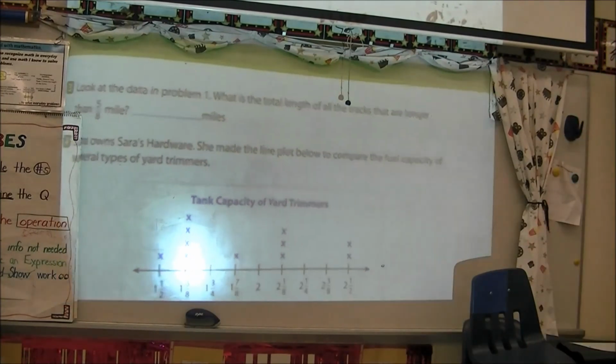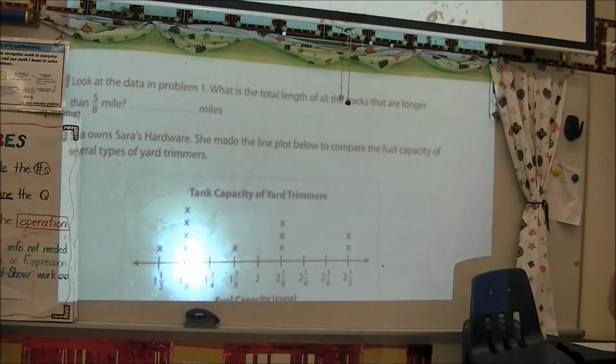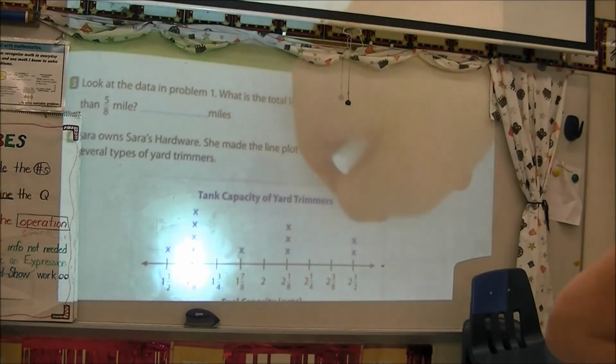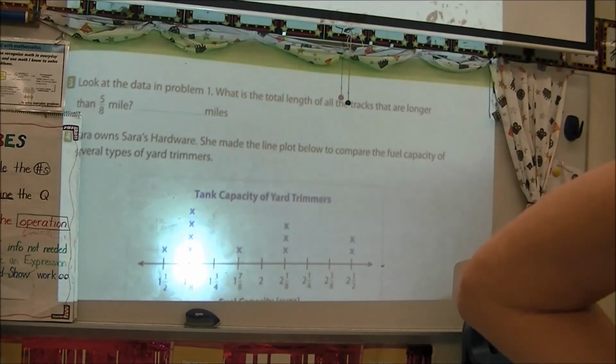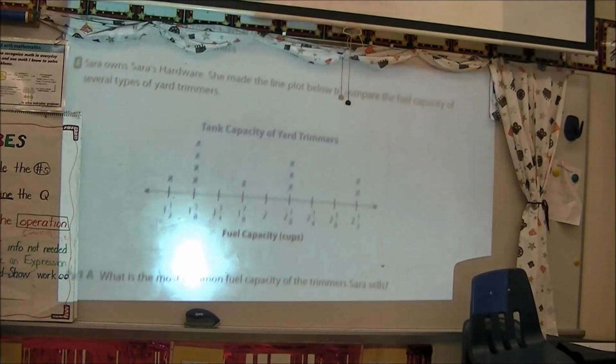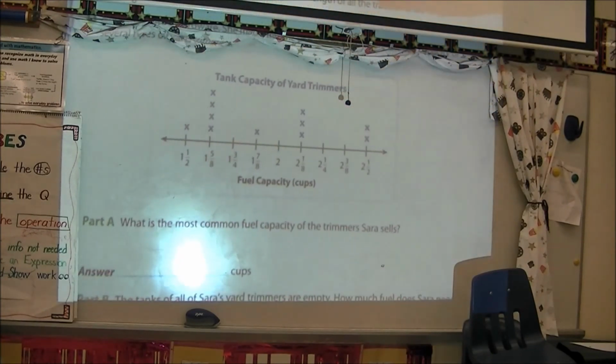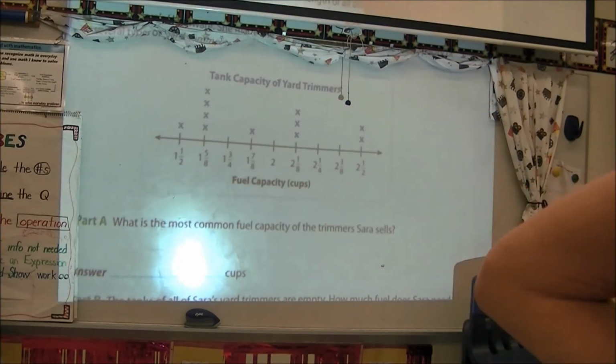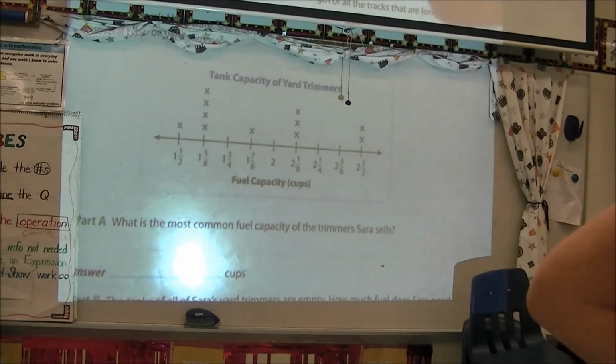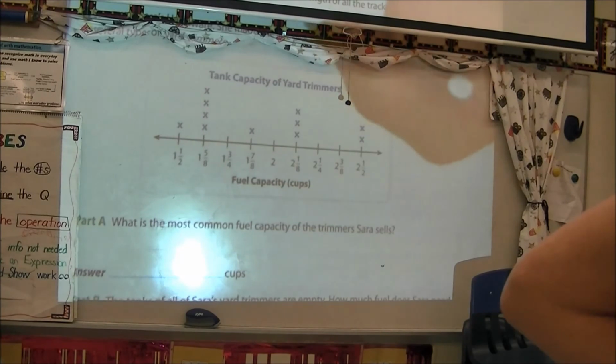All right, anyways. So Sarah owns Sears Hardware. She made the line plot below to compare the fuel capacity of several types of yard trimmers. So here it is. And again, you have part A, part B. Usually the answer to part B is dependent upon the correct answer in part A. Part A says, what is the most common fuel capacity of the trimmers Sarah sells?